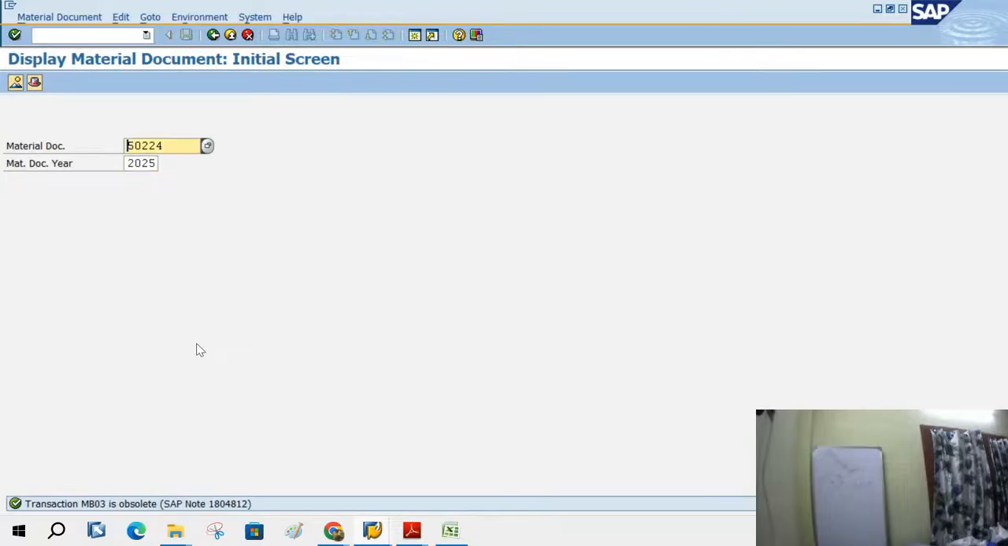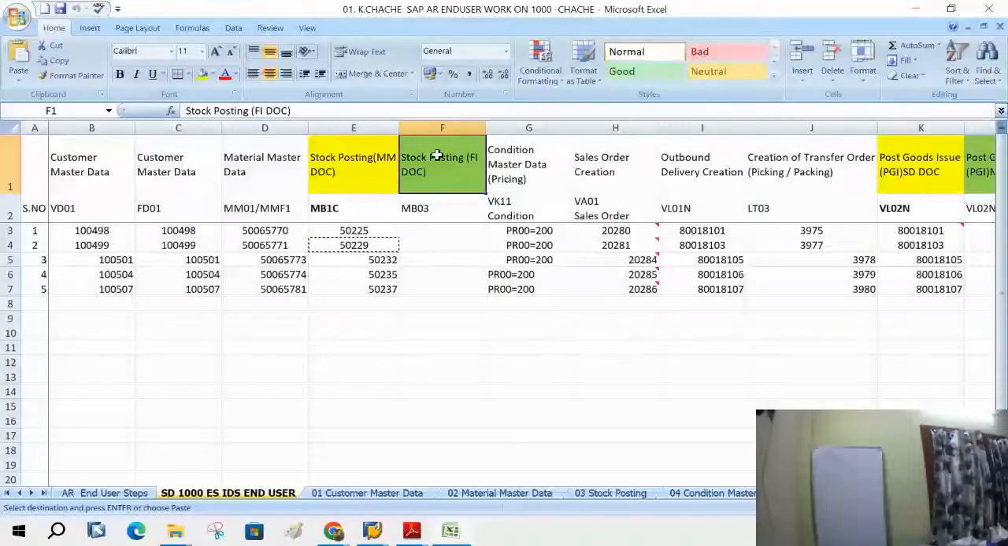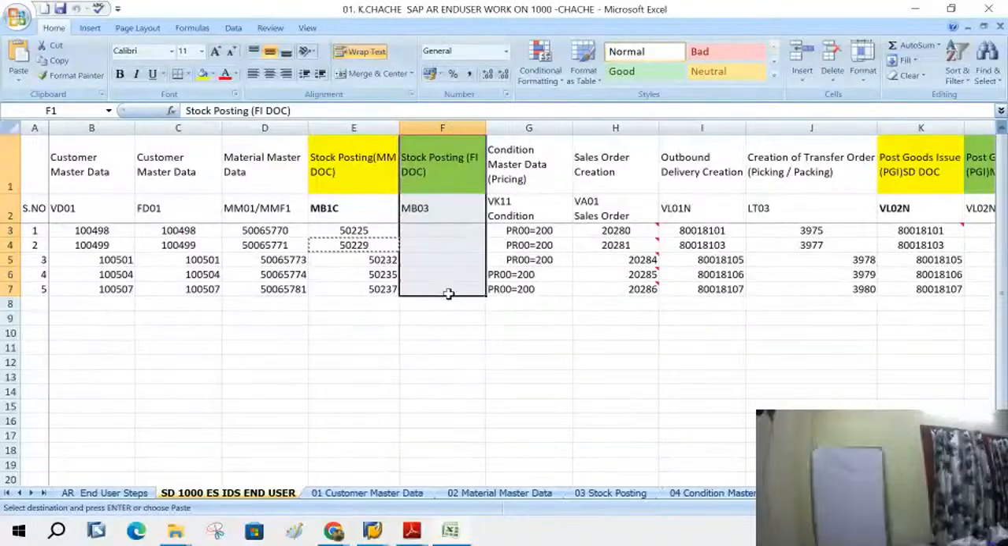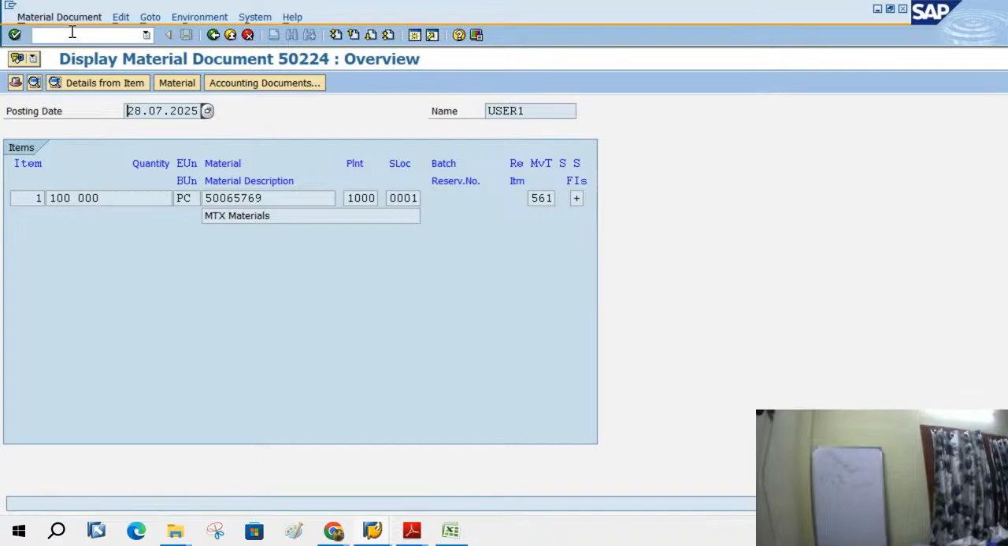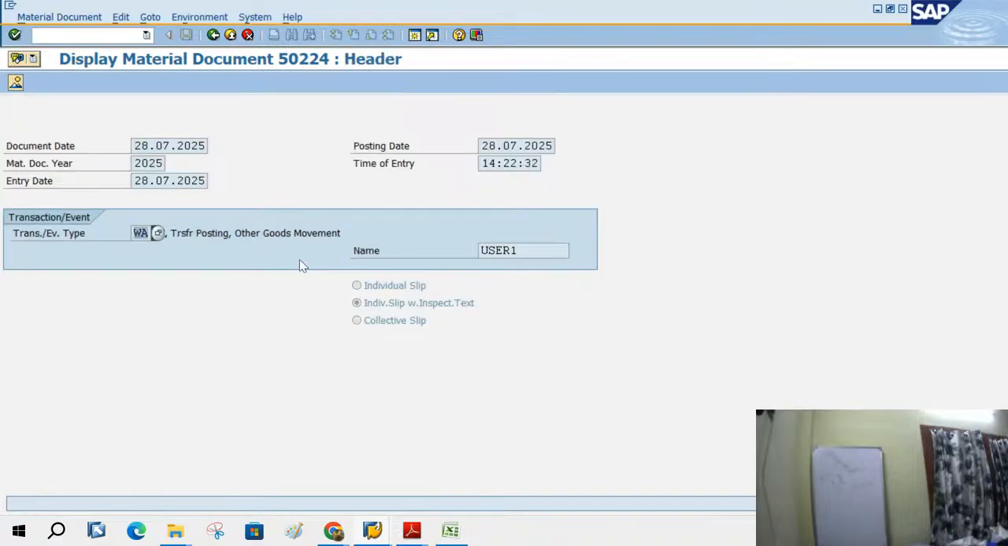Now for which document type, FI document type, Chachi? Stock posting stage. If you have not done your course till now, Chachi, what is the FI document type? WA, not WE. WE is for AP. Correct. WA. Correct.